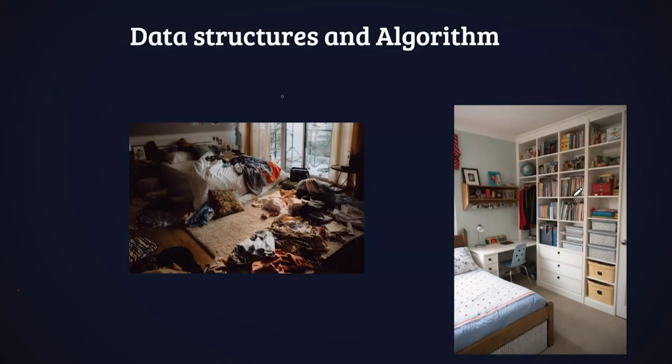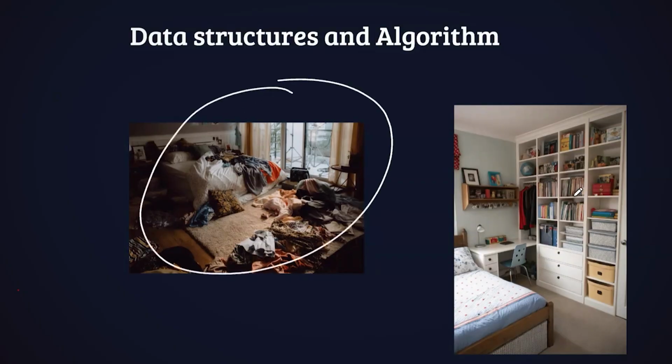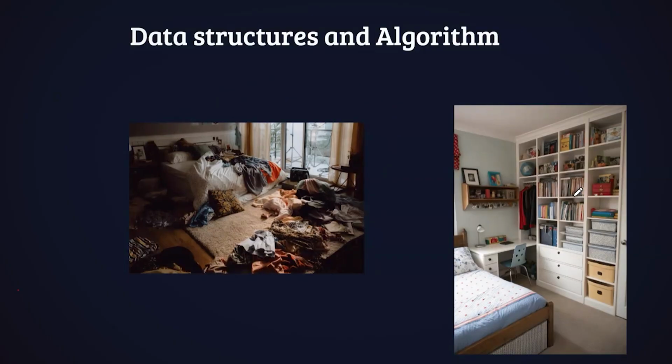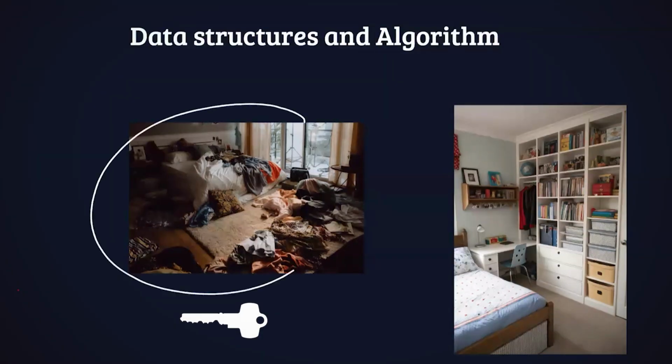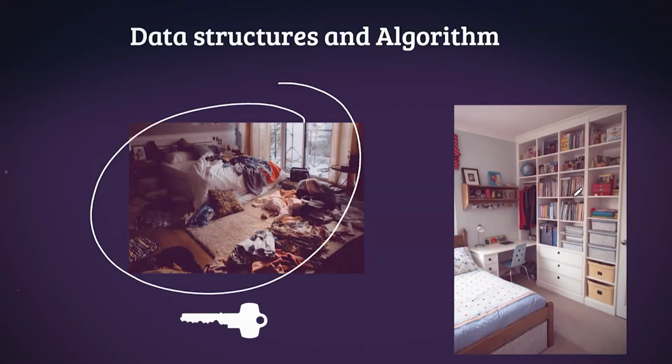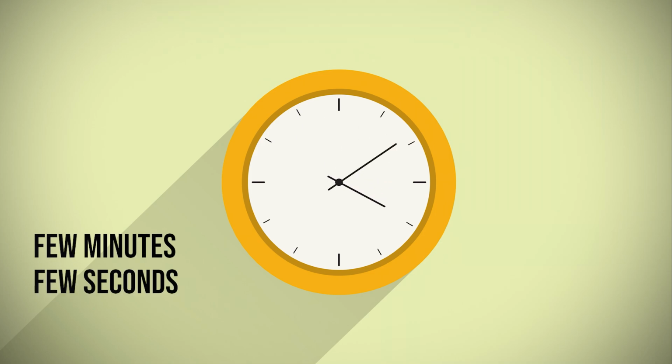Okay. So let's take this example. Here we can see two pictures. Let's take the first picture. In this picture, we can see a room with messy clothes, some things randomly placed in different locations. For example, if you want to find a key in this particular room, it will be really hard for you, right? It will take a few minutes, a few seconds, who knows, maybe a few hours as well, right?